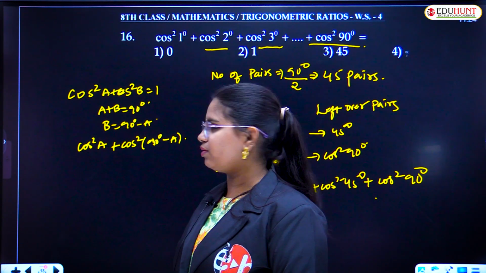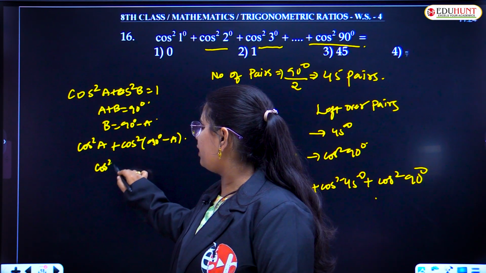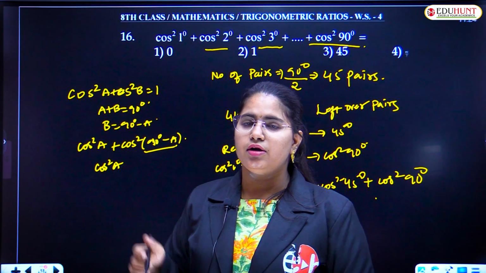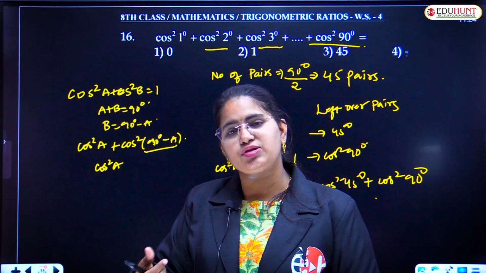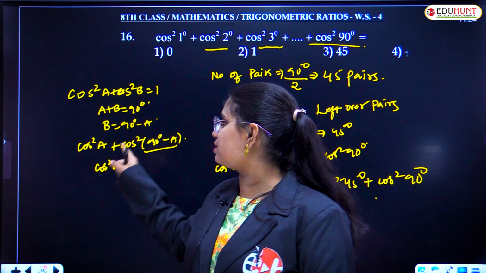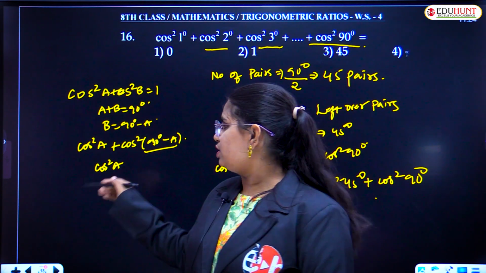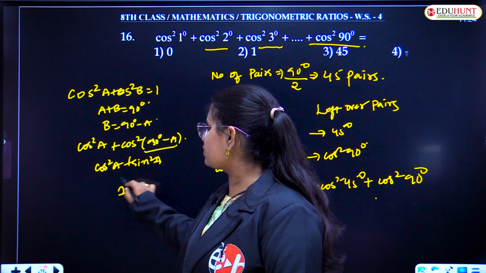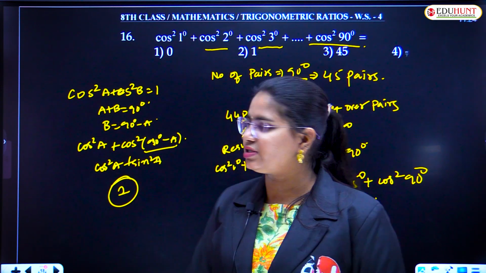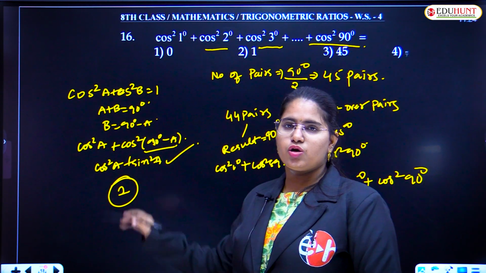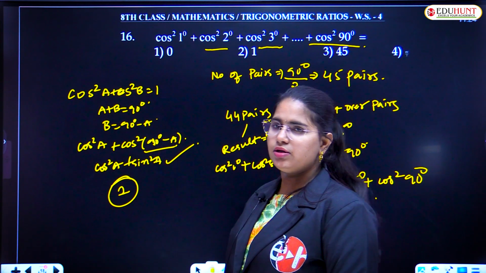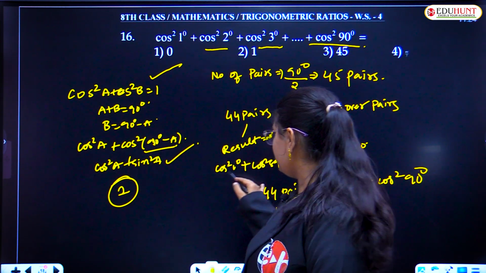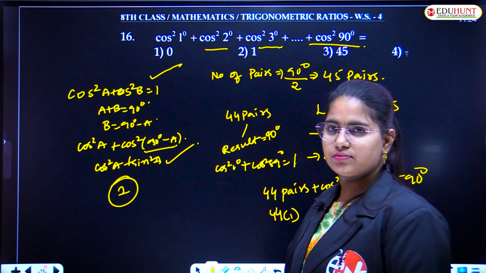Correct? Yes or no? So cos square of 90 minus A, 90 minus A is located in the first quadrant. Right? The cos function will change to sine because it is an odd multiple of 90. So this will become sine square A. Cos square A plus sine square A, the answer is 1. This is the trigonometric identity. By using such a concept, we got 44 into 1. Right?